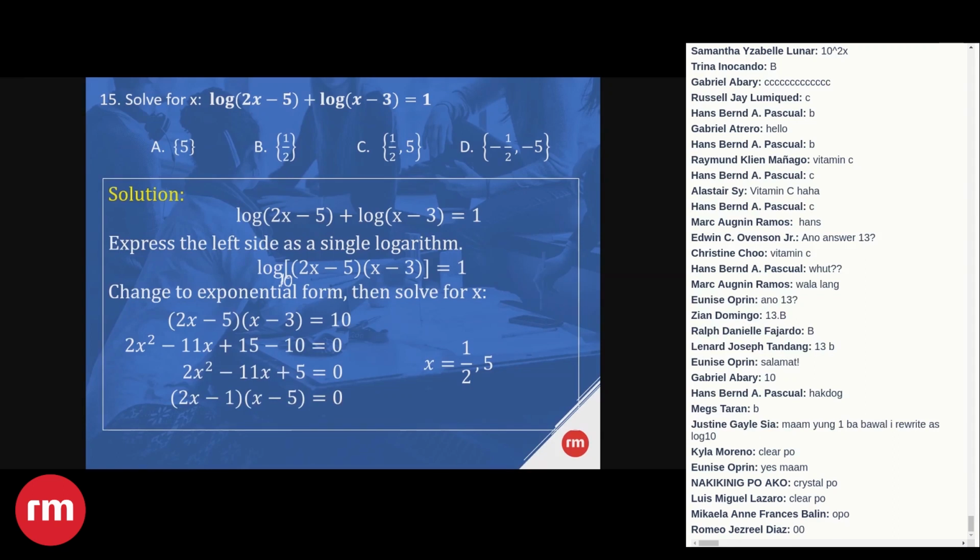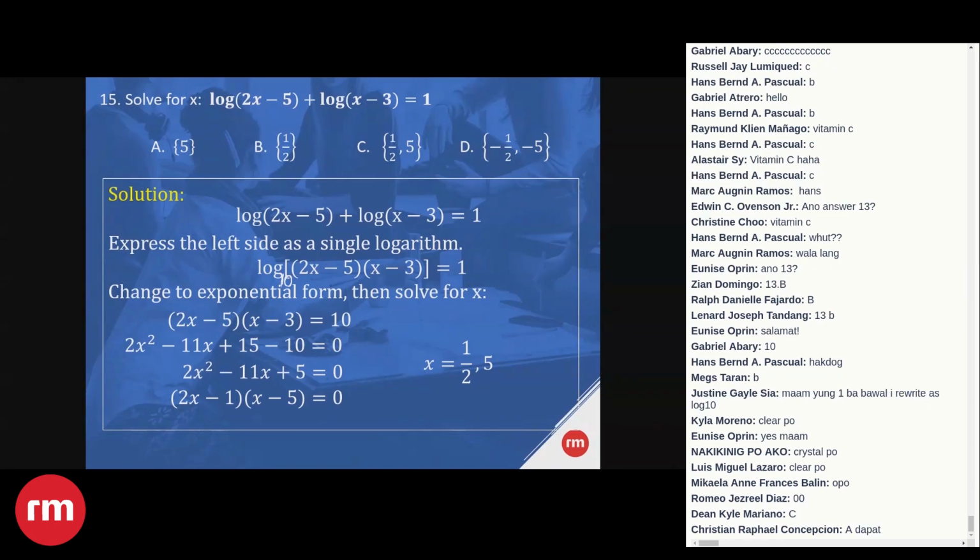So ibig sabihin ba nito, ang sagot ay letter C? Letter C ba yung mga sagot nyo? X is 1/2 and 5. Or are we forgetting something? A dapat. Tama. Okay, tama si Christian.